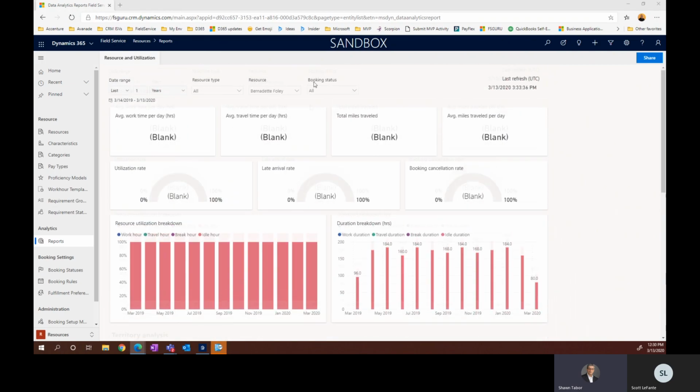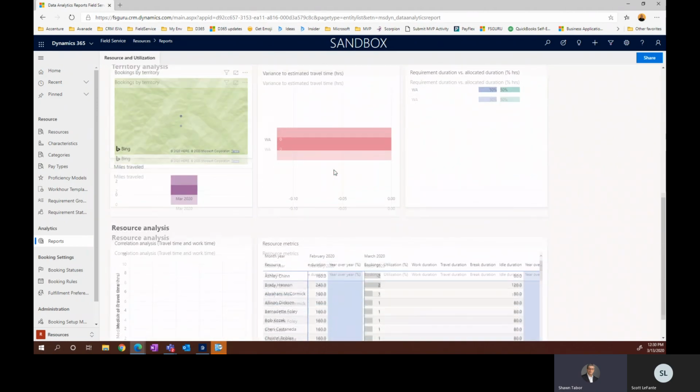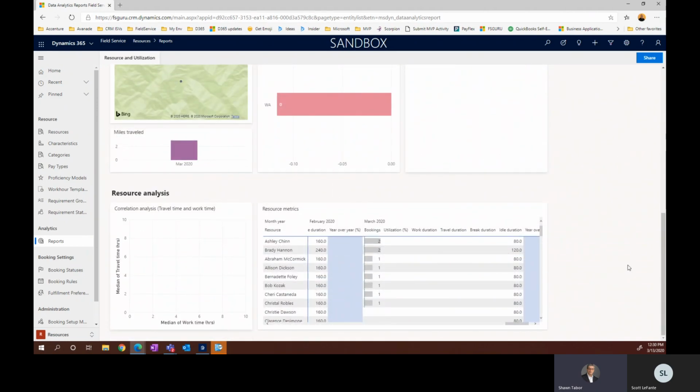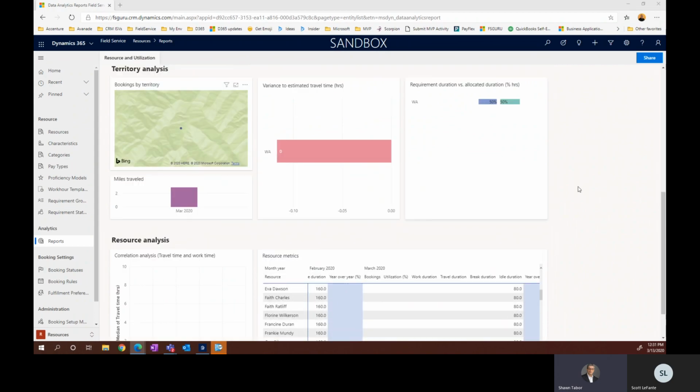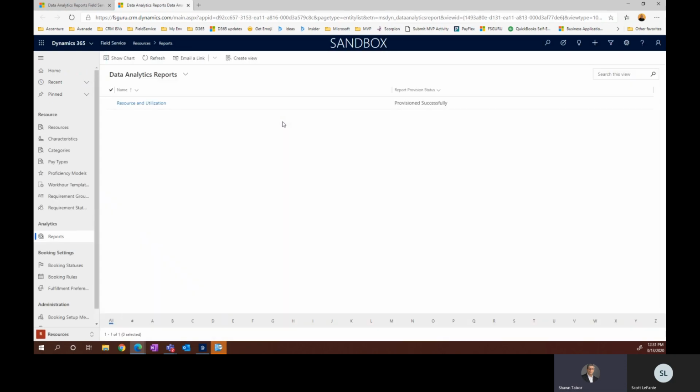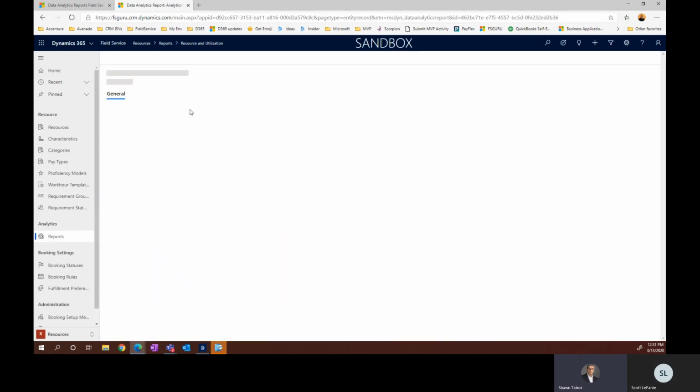So the key to this is, while it is a static report, it's a great start from Microsoft to give us these kind of metrics within field service, and they're going to be looking for your feedback. So definitely, as you begin to use this report for resource utilization, let them know what metrics, what KPIs, what indicators are really important for your business and for your customers. And that'll help groom this report as well as improve the options and benefits going forward for those data analytics reports.